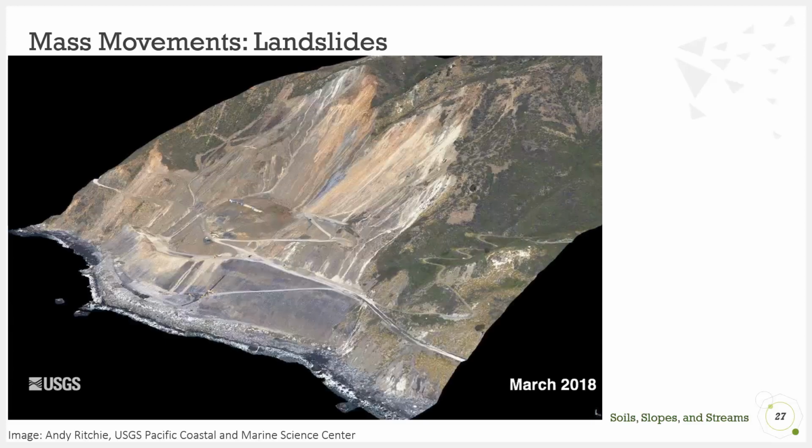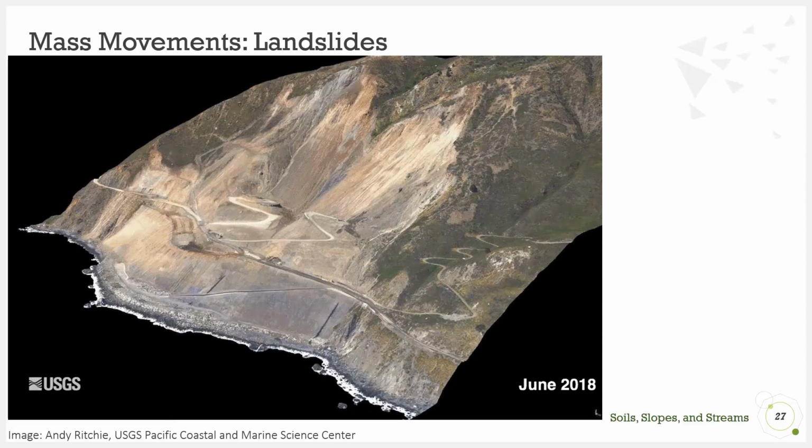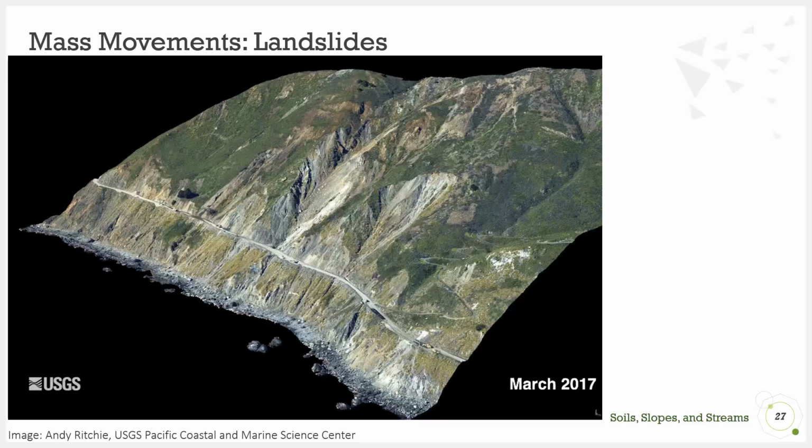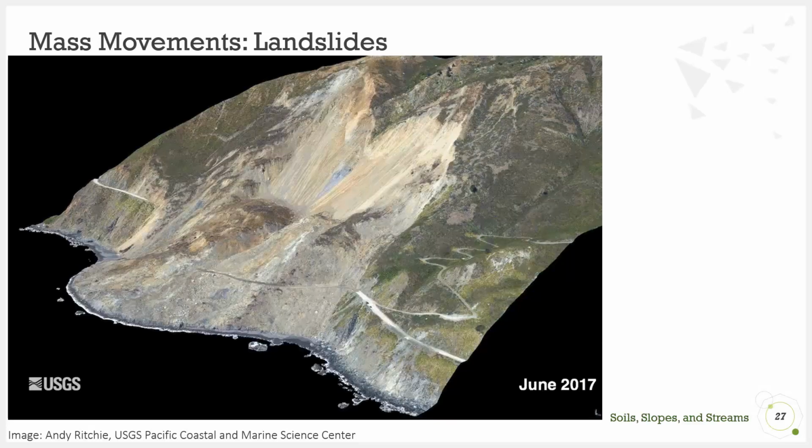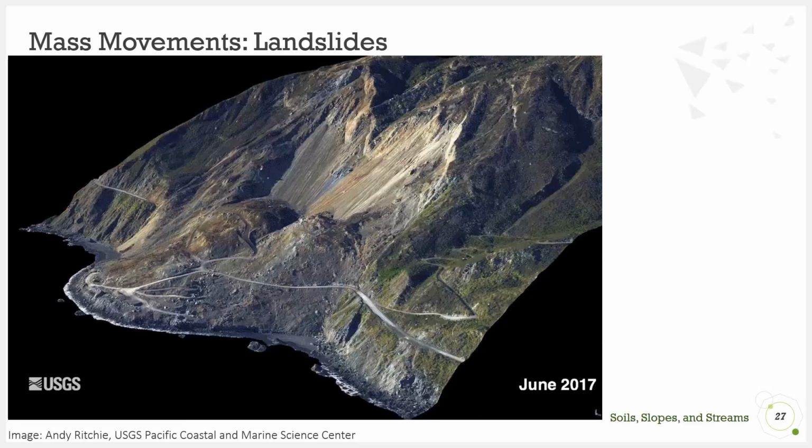In this image, you can see the Mud Creek landslide in Big Sur, California. The slide detaches along a single failure plane and covers a road with 65 feet of earth extending out to the ocean.